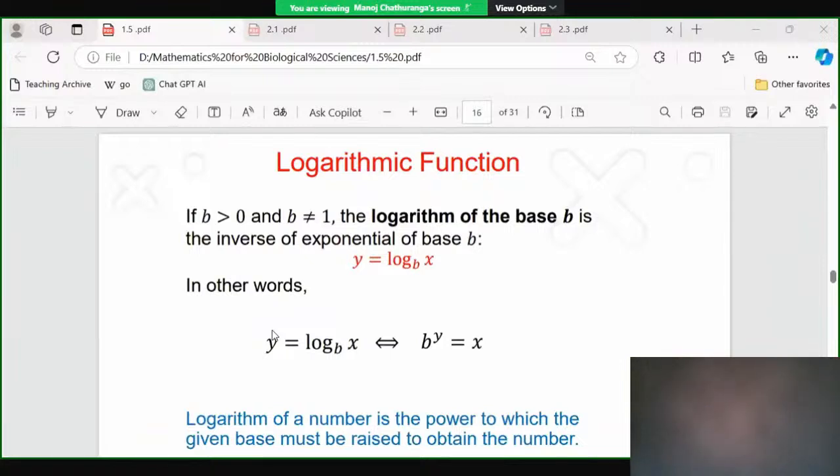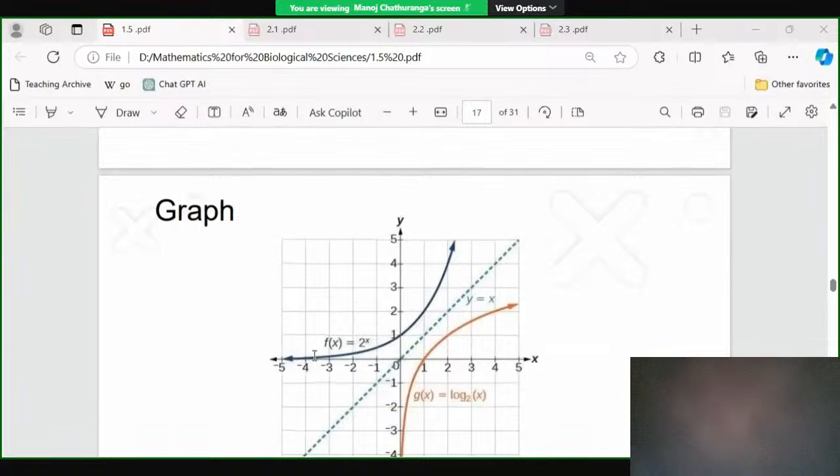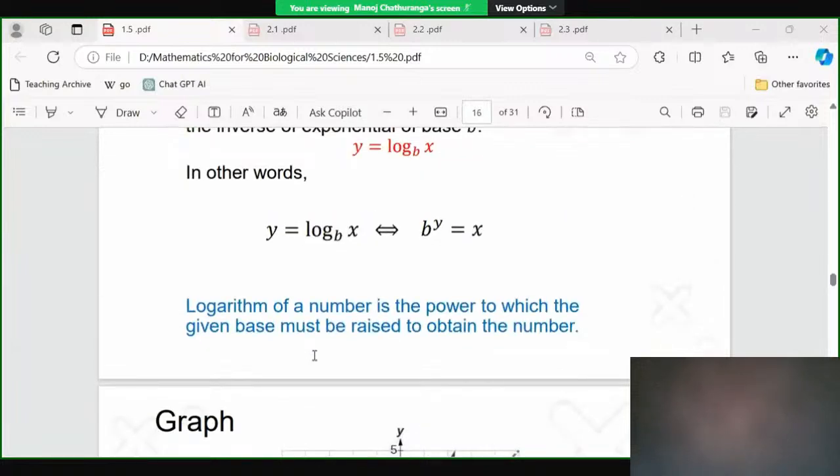exponentials. And also, we know some special properties of exponential functions, like the product rule, power rule, quotient rule, and all these nice properties of exponential functions. Because of this equivalence, those properties will reflect as some properties of log functions. So there will be nice properties of log functions.